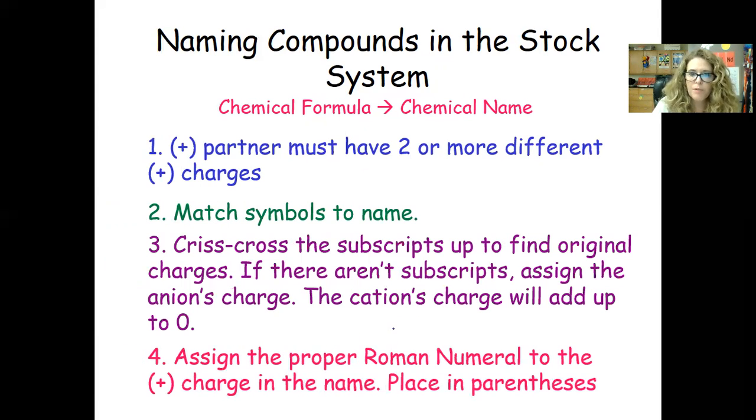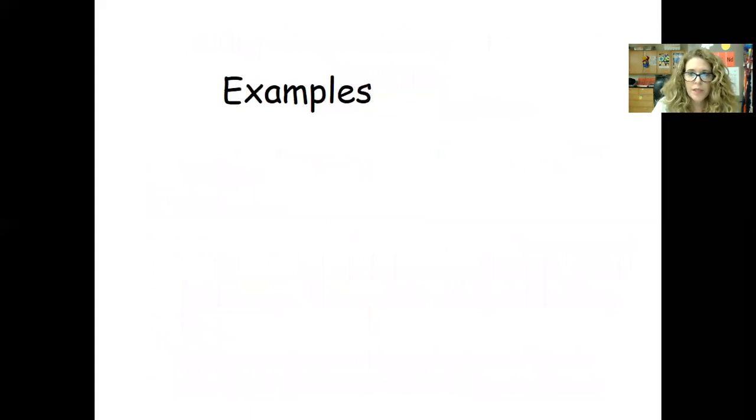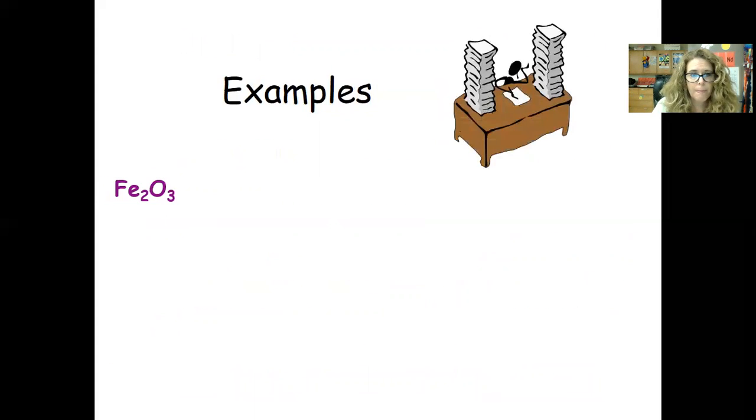And then we're going to assign the proper Roman numeral to the positive charge in the name, which again is typically going to be the metal, typically. Not 100% of the time, but most often. And we place that in parentheses, because remember, the Roman numeral tells you the charge of the cation. So let's take a look at our examples. So Fe2O3. If I asked you to name this before I started talking about this Roman numeral stuff, you would say that's iron oxide. But okay, that's true, that's iron oxide, but so is this.